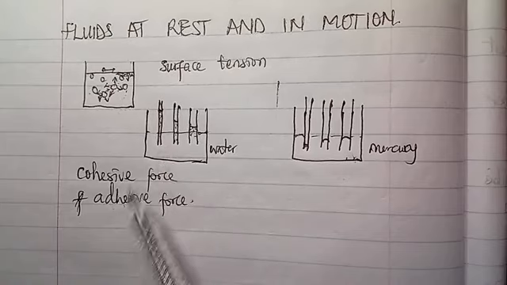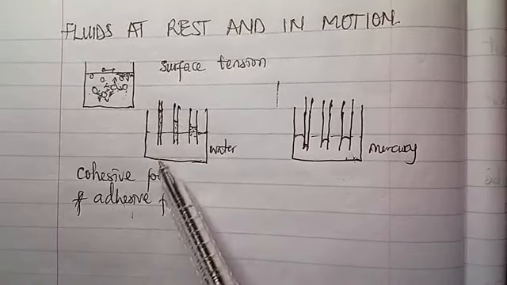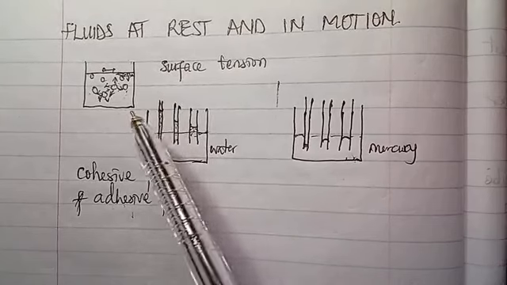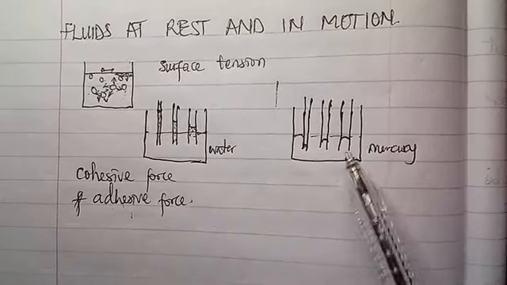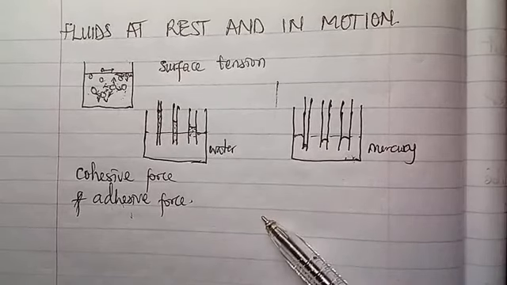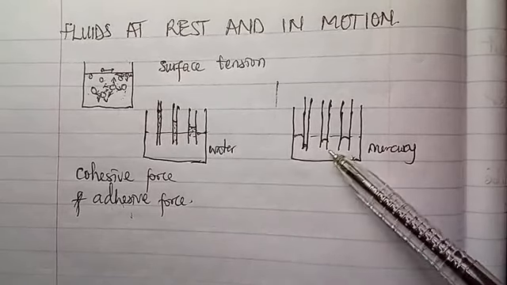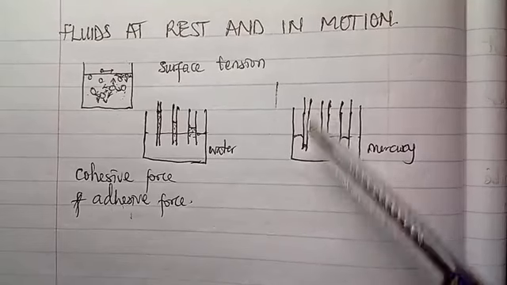So always remind yourself that the cohesive force is actually less than the adhesive force for a liquid to rise in a capillary tube. Then, coming over to mercury, we see that it is now the opposite. The cohesive force between the molecules of mercury is stronger than the adhesive force between the molecules of mercury and the glass tube, the narrow glass tube.